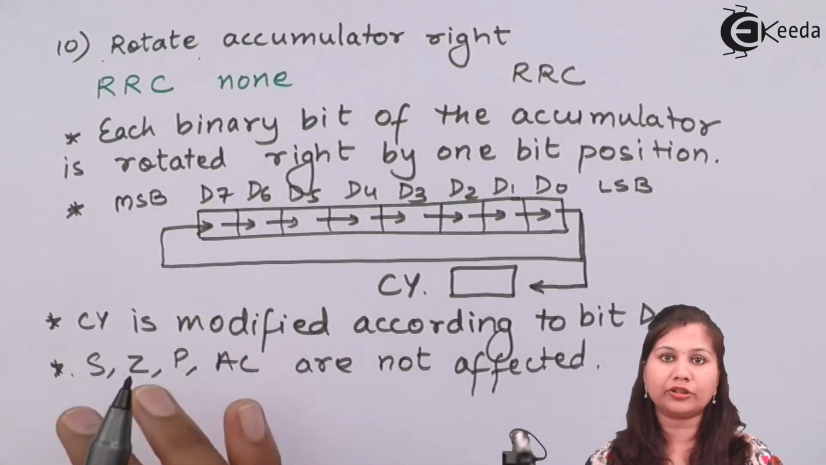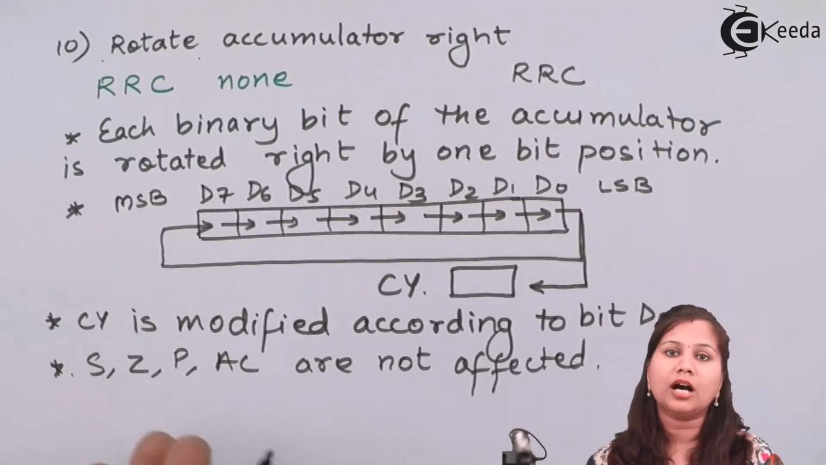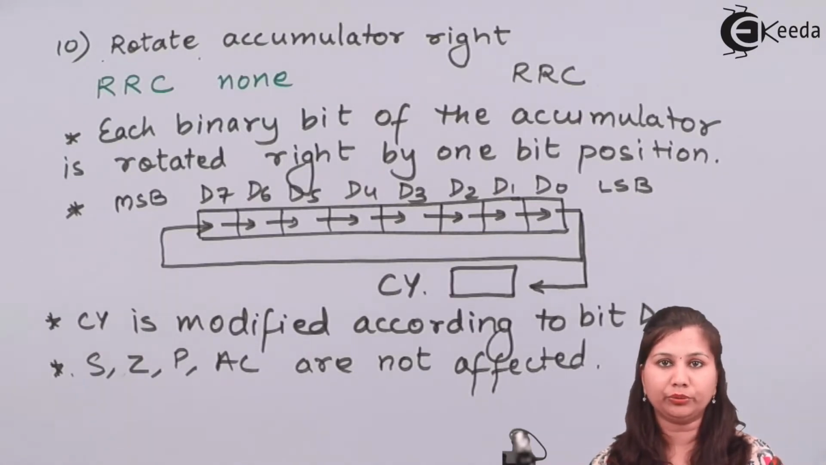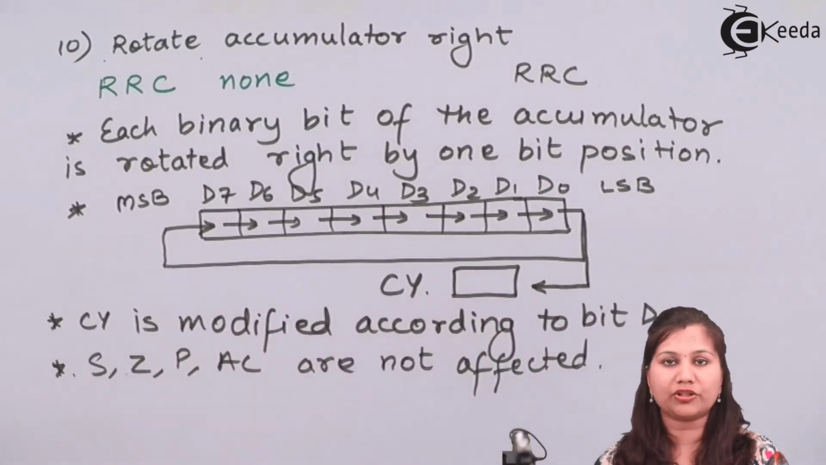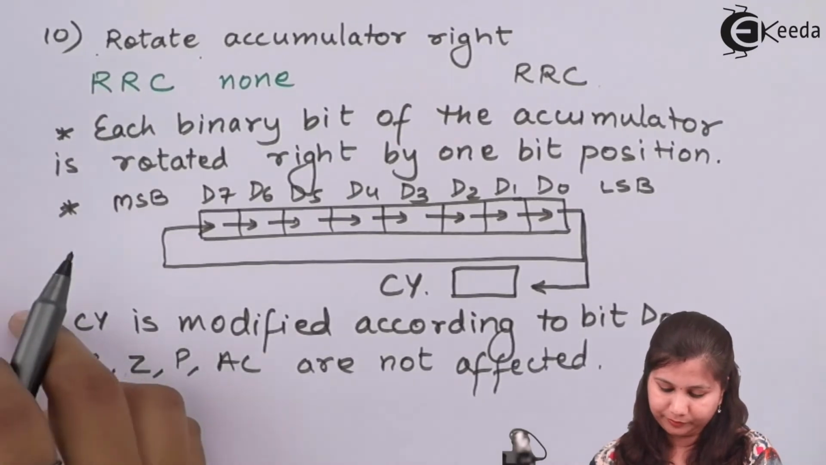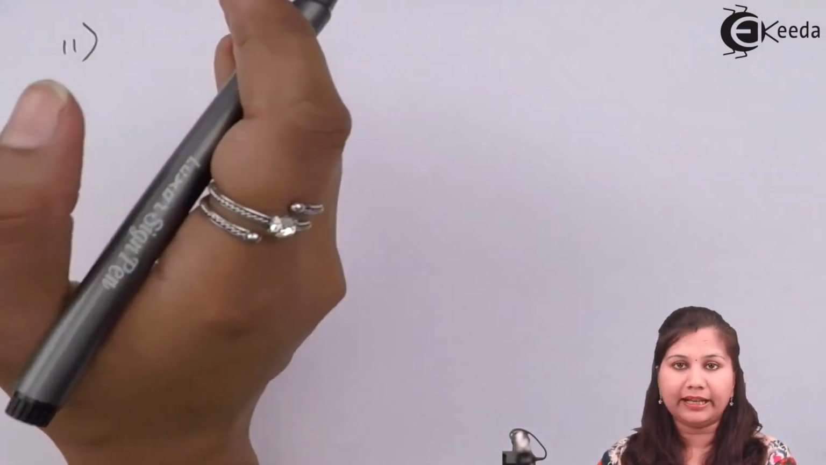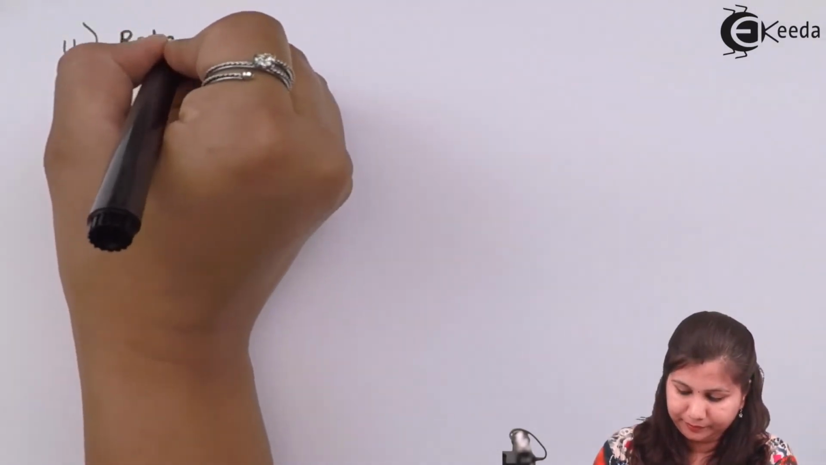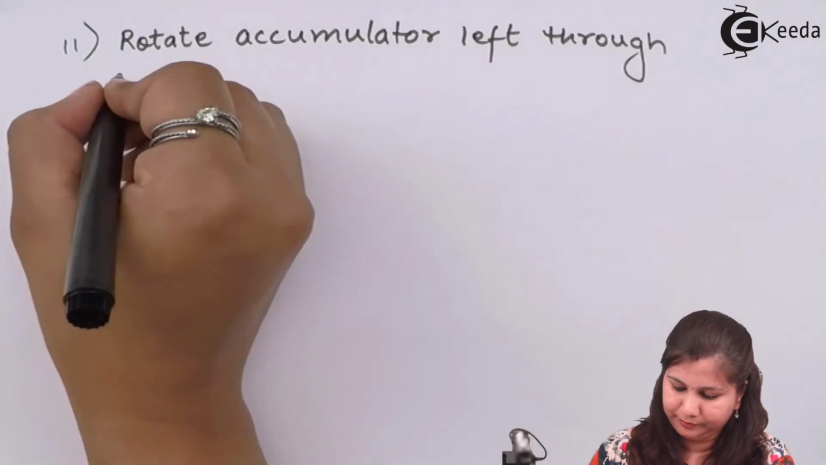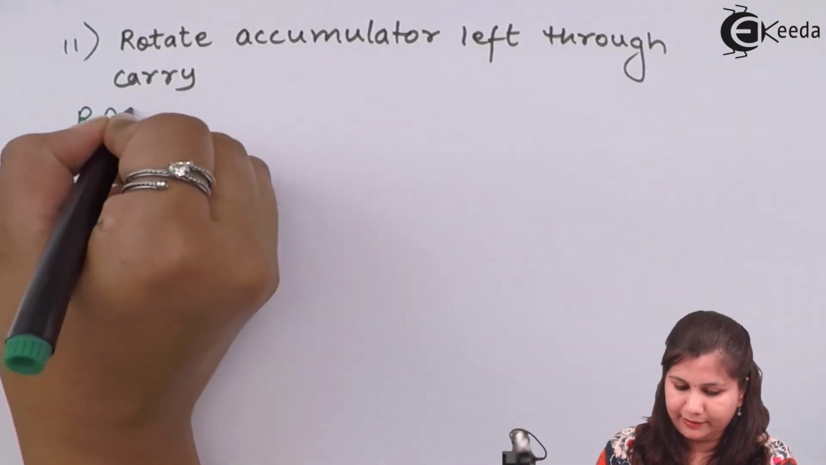And after this operation, the result will be stored in the accumulator itself, because we are rotating the contents of the accumulator only. So the accumulator will be loaded with the new rotated contents which are shifted to the right hand side by 1 bit position. Next instruction is rotate accumulator left through carry. Mnemonic for this is RAL.